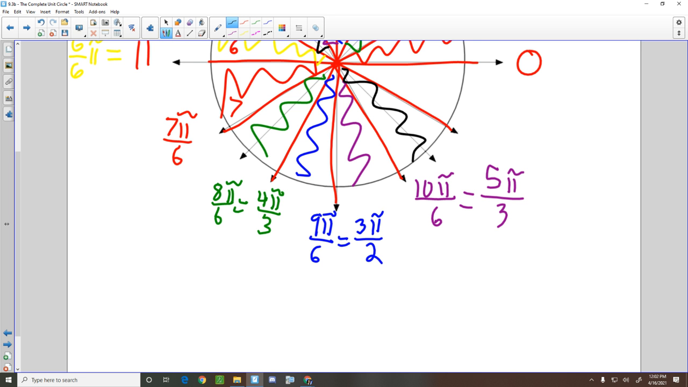Add in the 11th slice. That's 11 pi over 6. No simplifying there. Then finally, we add in that last piece. That'd be 12 slices of pi out of 6, but 12 divided by 6 is 2, and we get over to 2 pi.